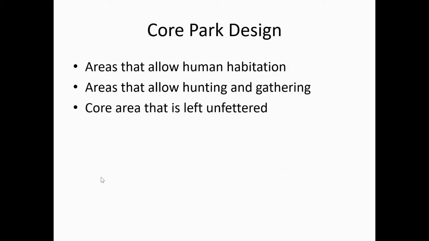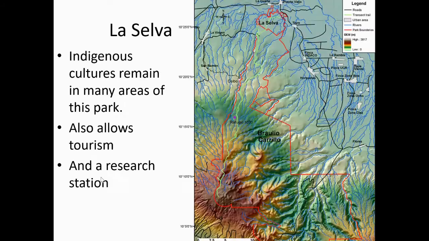So the idea with the core park design is you have areas that allow human habitation. The tribe is allowed to go hunting and gathering in the deep inner core. But other than that, no one else is allowed in there.